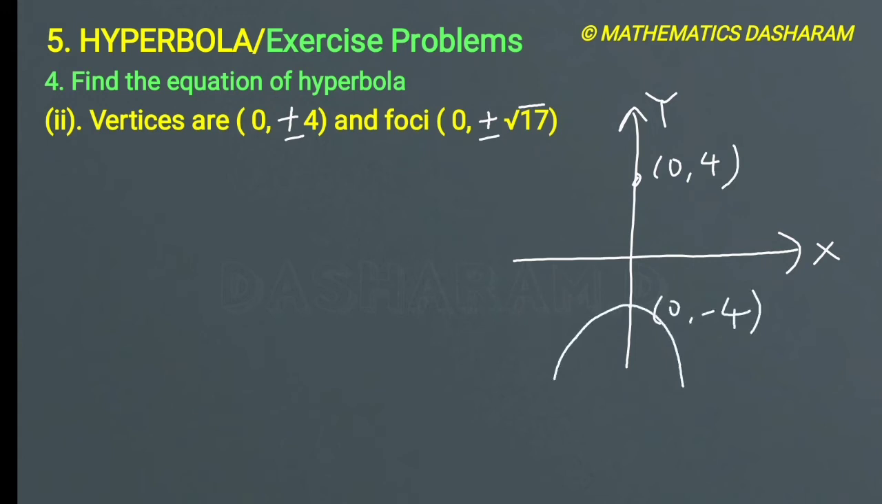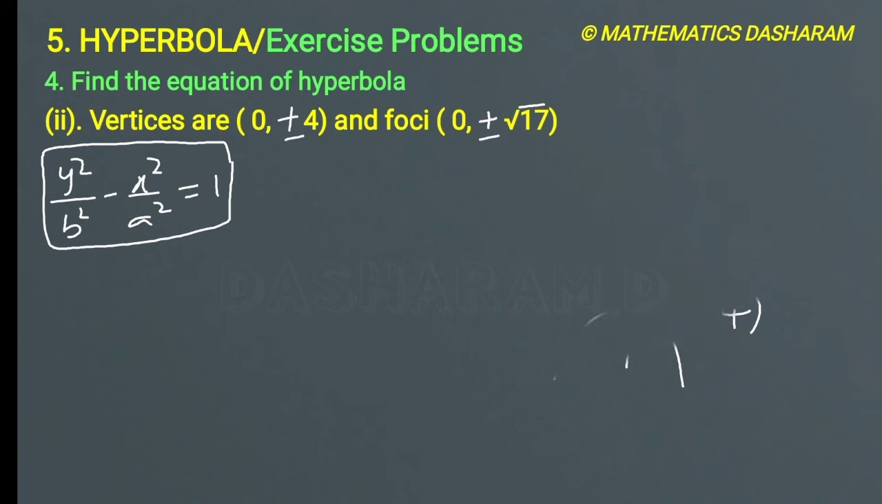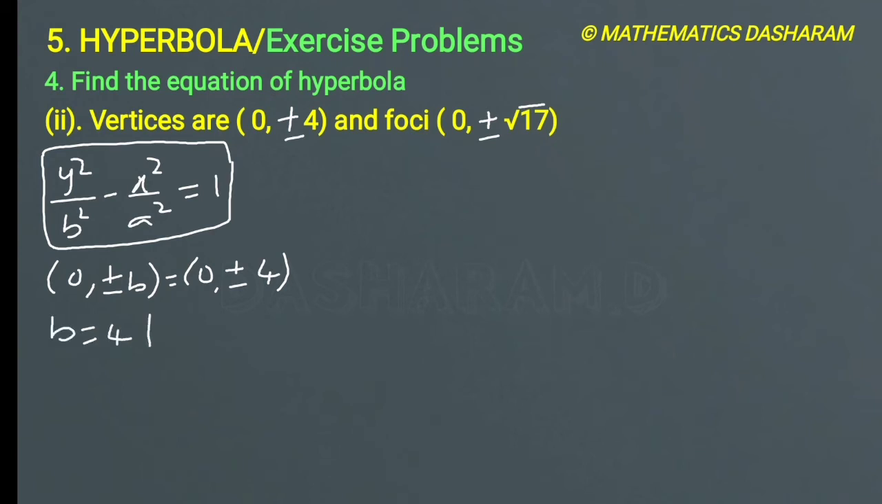Then we can draw the hyperbola through the vertices. Both vertices are on the y-axis. In this case, the standard form of a hyperbola is y square by b square minus x square by a square equals 1. Let's find the a and b values. In the question, the vertices are 0 comma plus or minus 4, but the vertices are 0 comma plus or minus b, so the b value is 4.